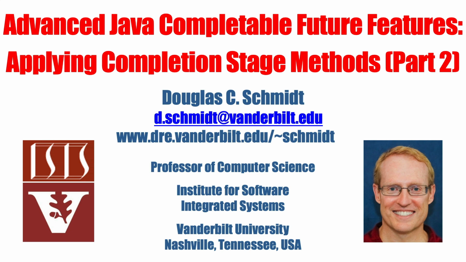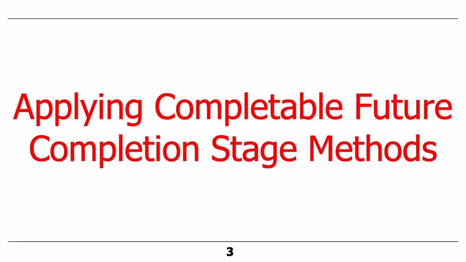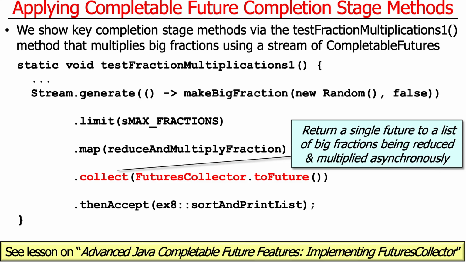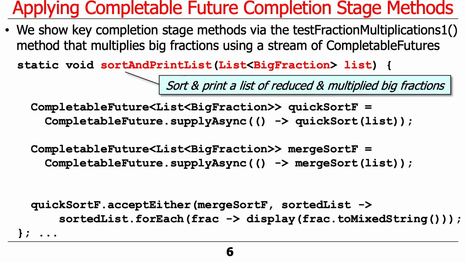Okay, the last part of this discussion will focus on the collector portion, and this is going to show a couple of interesting things here that we'll use, including how to use thenAccept and acceptEither. So this is what we're doing. We're going to collect the results into a single completable future that will trigger when all the other asynchronous stuff running in the background completes. And then we're going to go ahead and sort and print the results.